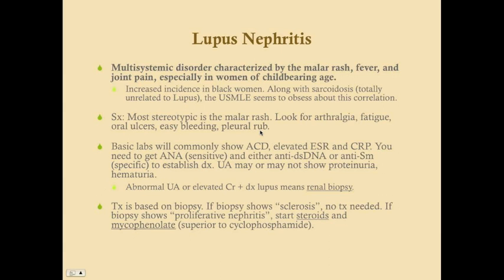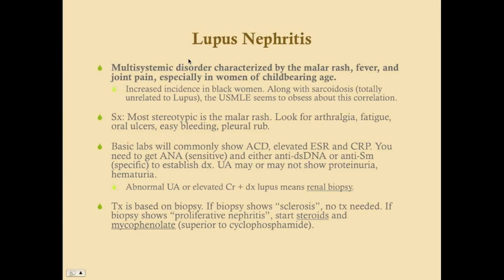Now, what you're going to see on the USMLE is an increased incidence in black women, and that's very true. There is a higher incidence of lupus both in African Americans and in women. Of course, the USMLE takes this to extremes, and they obsess about this correlation, and pretty much almost always when you get a question about lupus, it's going to be in a black female of childbearing age. And another one that is in black females of childbearing age or even older is sarcoidosis. So they tend to obsess about this correlation. Always good to know about these sort of stereotypes that they like to use.